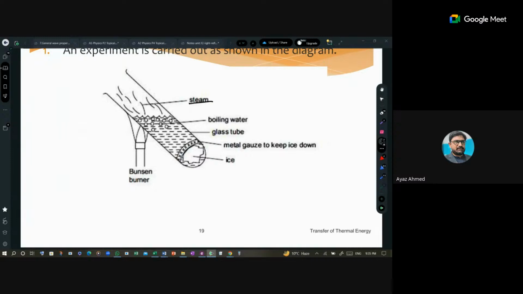The steam is there. You are going to heat it up from the burner. Some boiling water is there till this level. Then the glass tube is inside. Then we have a wire gauze. We have basically fixed some ice below this. So tell me, if this is ice, why is the ice not melting although it is placed in the hot boiling water?